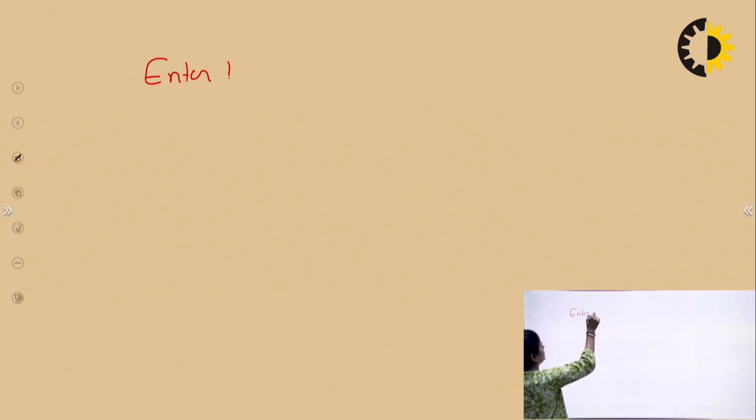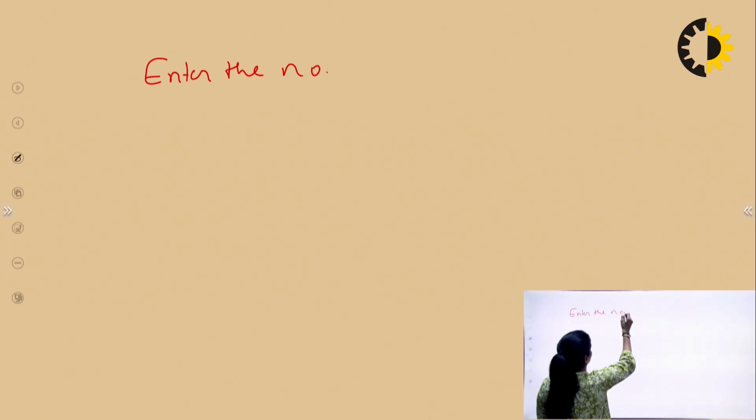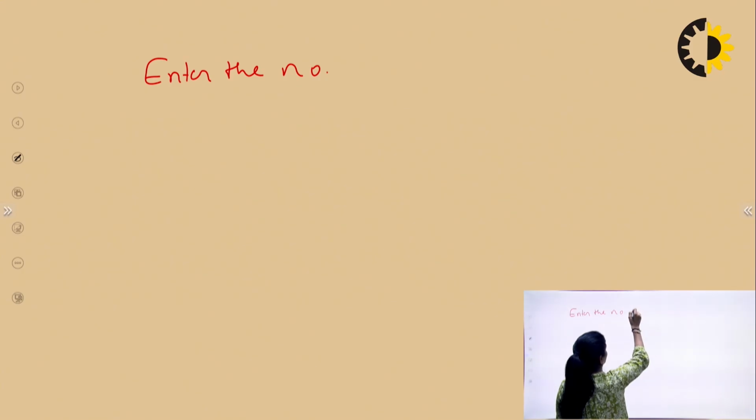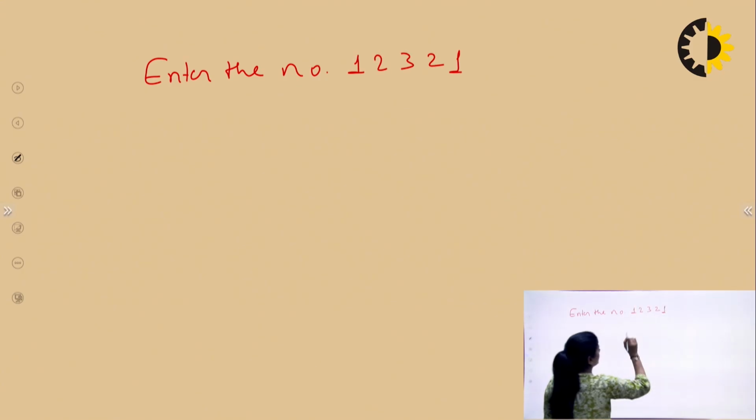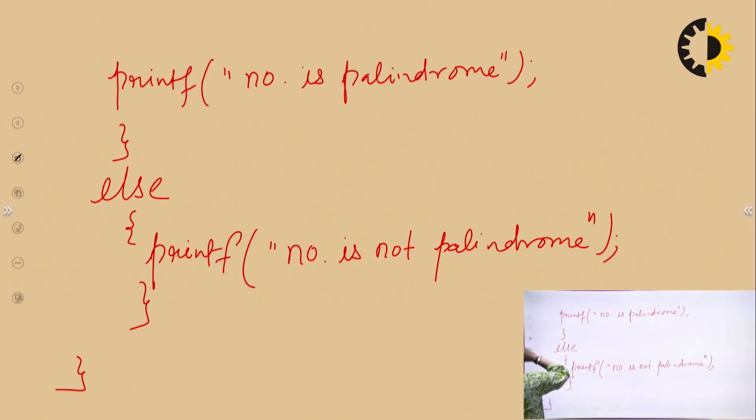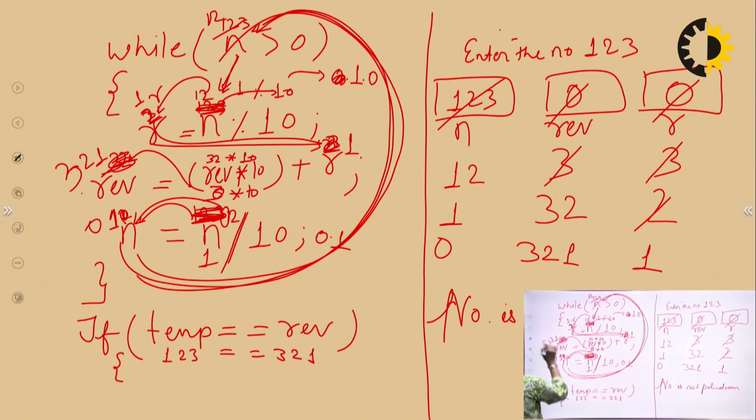And you can also apply enter the number when user can enter 1, 2, 3, 2, 1, then you can calculate with the help of this logic and solve this type of table for this 1, 2, 3, 2, 1 and this number is palindrome. Thank you.